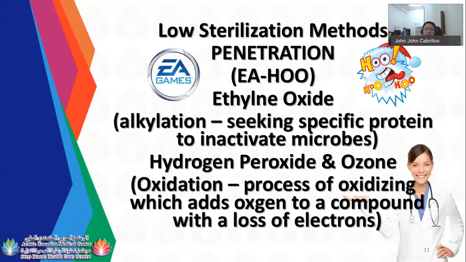So for your hydrogen peroxide and ozone, that's why I put HOO, the term is oxidation. So the process of oxidizing, which adds oxygen to a compound with a loss of electrons. So it will add oxygen, actually it's oxygen plus H2O. It will combine and then it will add to a compound. So it can lead to organism death. Okay, don't forget your EA and HOO, so that you can easily remember them for penetration of low sterilization methods.